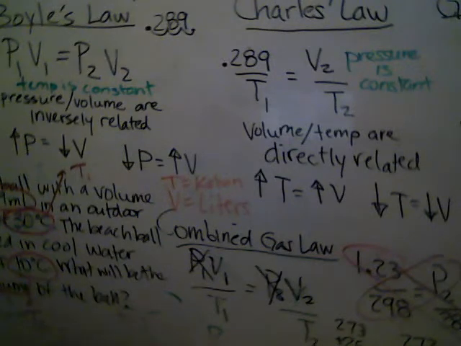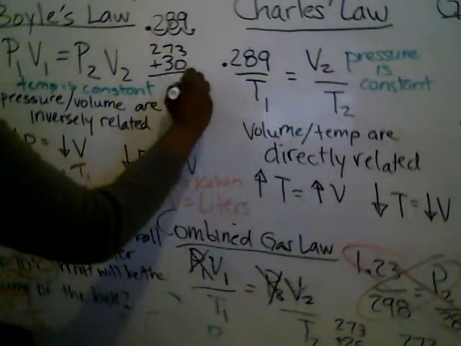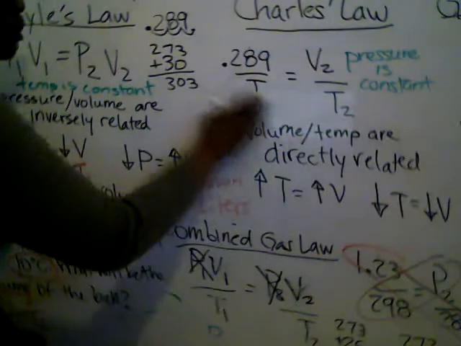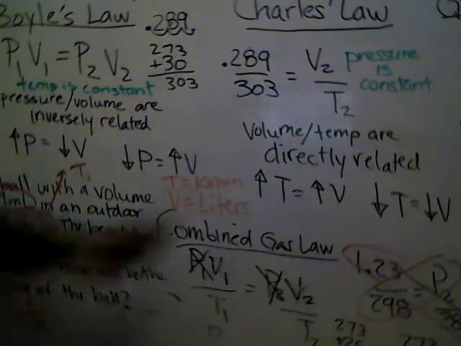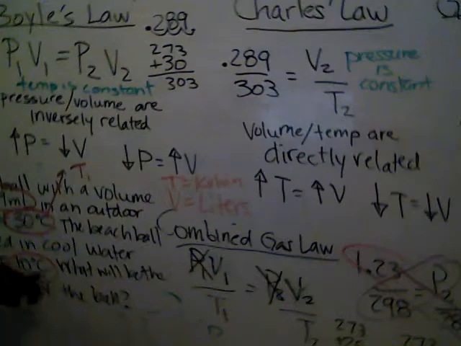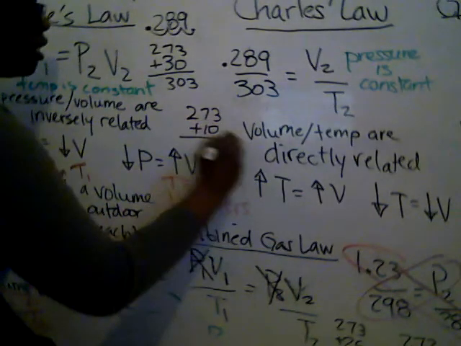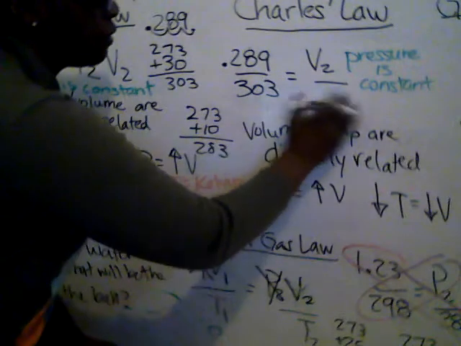The initial temperature was 30 degrees Celsius, but we have to add 273. So really, we're using 303 for this temperature. Okay. Final volume, we don't know, so I'm going to keep the V2. T2 is 10 degrees. Well, we need to add 273. So really we're dealing with 283. So that's going to go here for our final temperature.